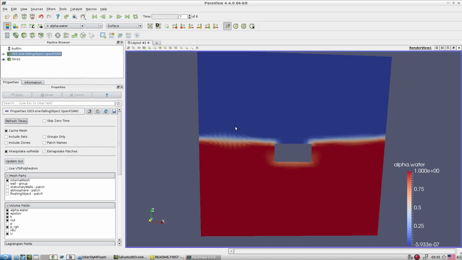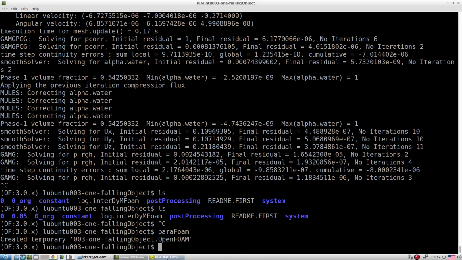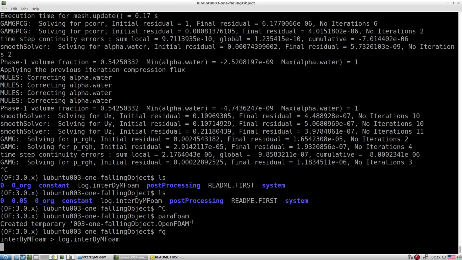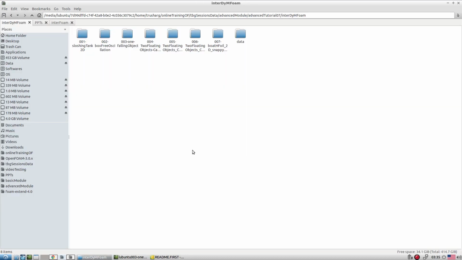Then it's going to come out of it. So this is called the 6DOF based motion solver. Here we have only one object. Let's say we have multiple objects, then what to do with this class of movement? For that also we have a couple of nice options available. So I suggest please run this case.